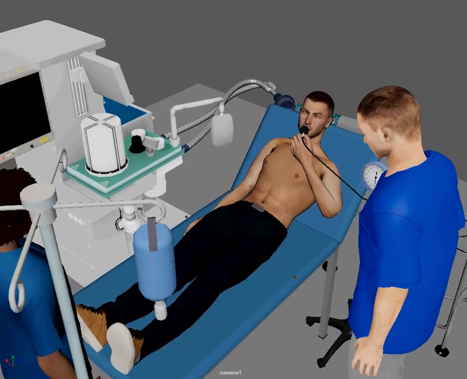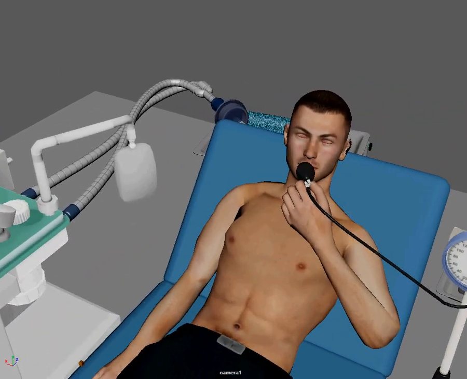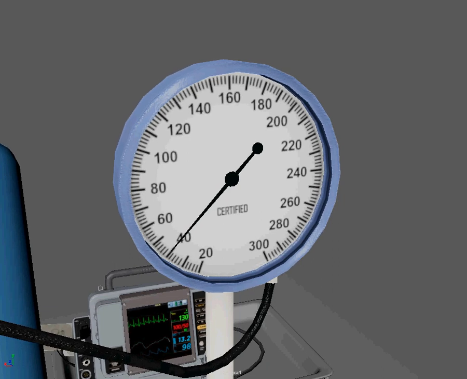The modified Valsalva maneuver can be used to help treat tachycardia. To perform the modified Valsalva maneuver, instruct the patient to take a deep breath, then exhale slowly and evenly against resistance for about 15 seconds.